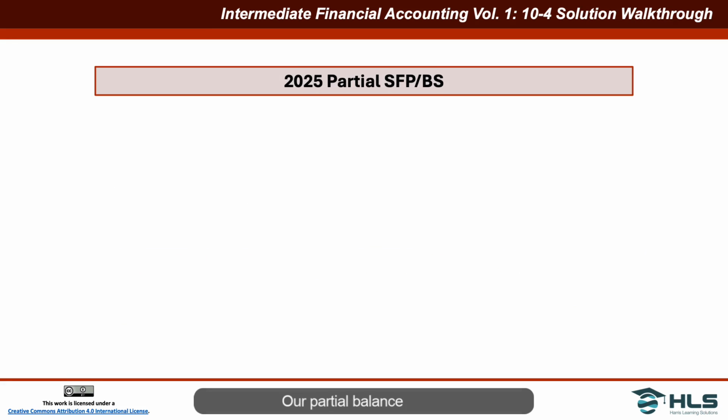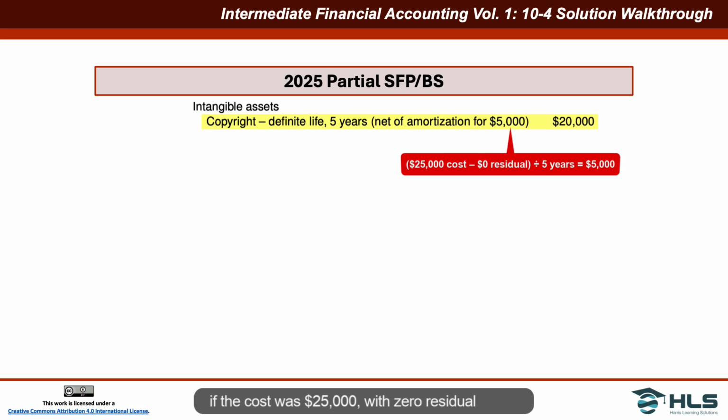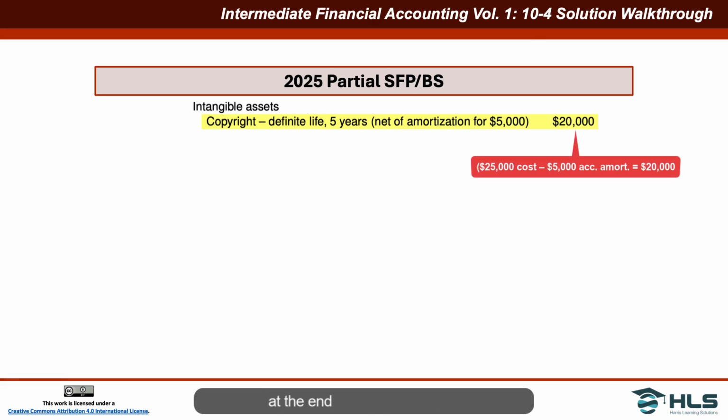Our partial balance sheet, as at December 31st, 2025, will consist of an intangible assets section as well as current and long-term liability sections. First, we'll start off with a copyright with a definite life of 5 years, which was purchased for $25,000. Intangible assets should be reported net of any amortization, using the straight line method. The cost was $25,000 with 0 residual value divided by 5 years is annual amortization of $5,000, resulting in a carrying value at the end of 2025 of $20,000.